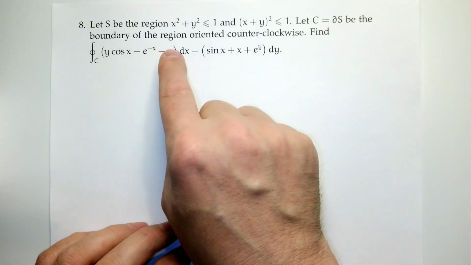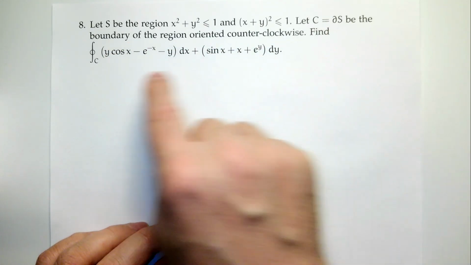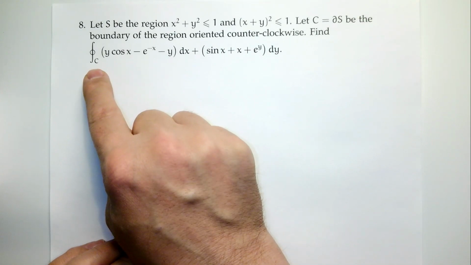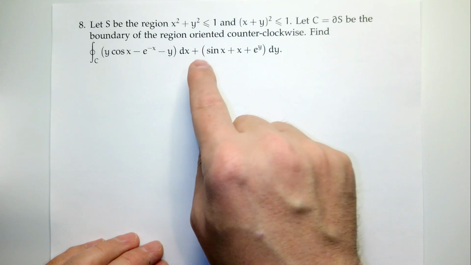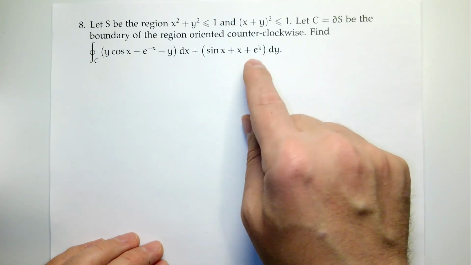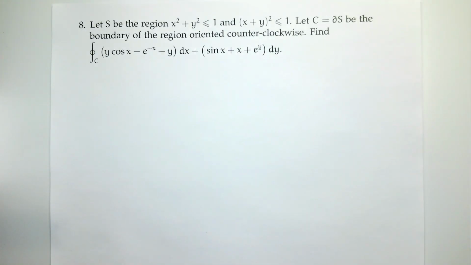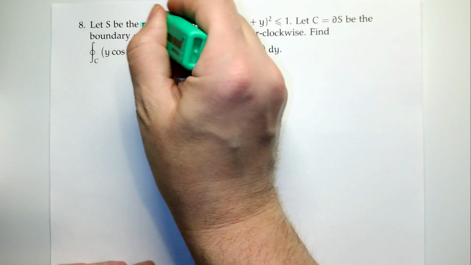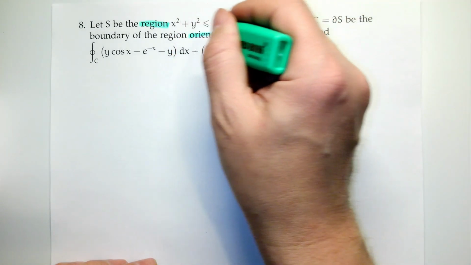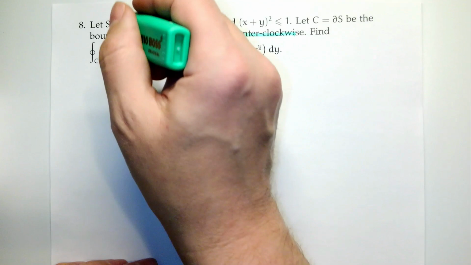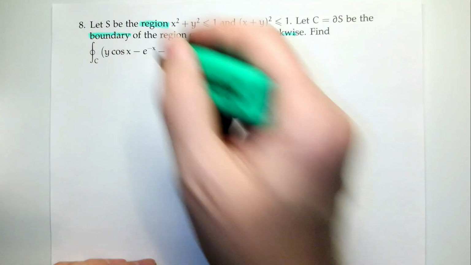It's the boundary of the region oriented counterclockwise. Find the integral along the curve C of y cosine x minus e to the minus x minus y dx plus sine of x plus e to the y dy. Now, what's the right technique? Well, we have a region, and it's oriented counterclockwise, and we're looking at the boundary.